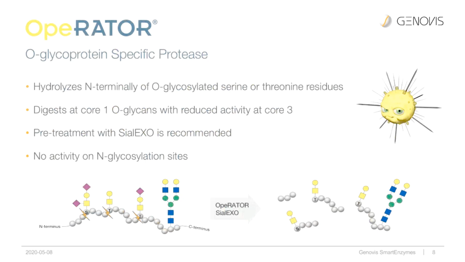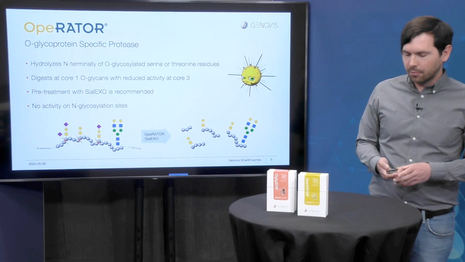It likes these core 1 O-glycans found on biopharmaceuticals the best as substrate, and we recommend removing any potential sialic acids on these core 1 glycans using our sialidase mix SialEXO, prior to OpeRATOR treatment.